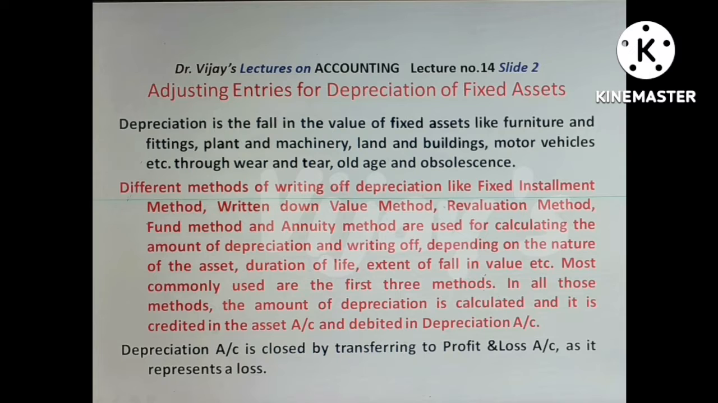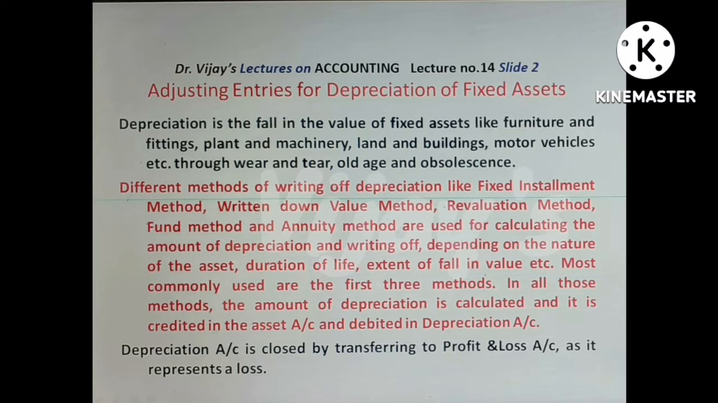Different methods of writing off depreciation, like fixed installment method, written down value method or reducing installment method, revaluation method, fund method, and annuity method, are used for calculating the amount of depreciation and writing it off, depending on the nature of the asset, duration of life of the asset, and extent of fall in the value, etc. The most commonly used are the first three methods.